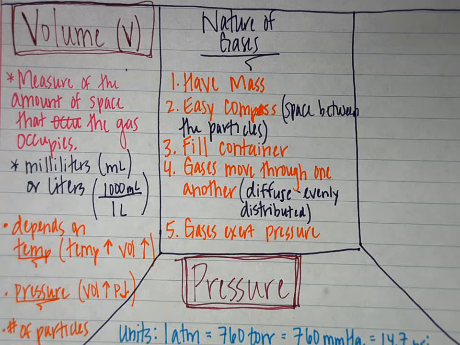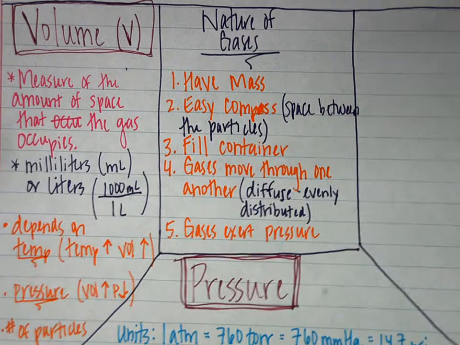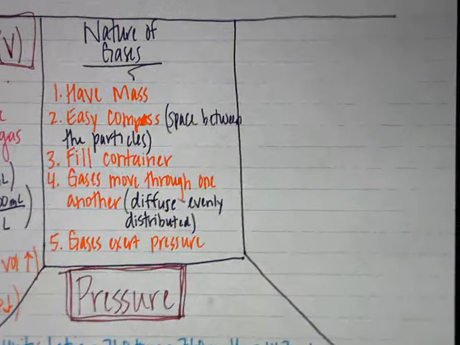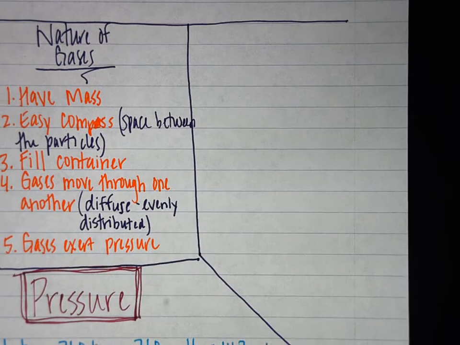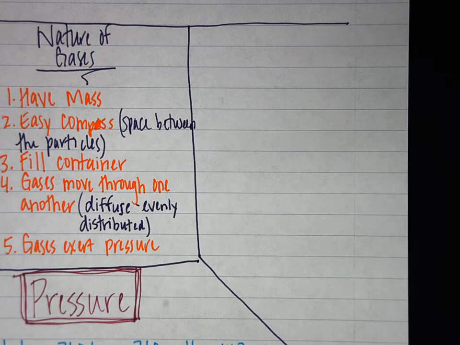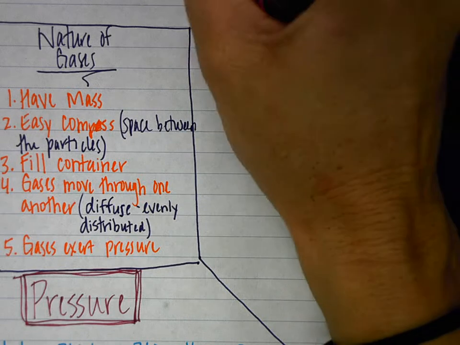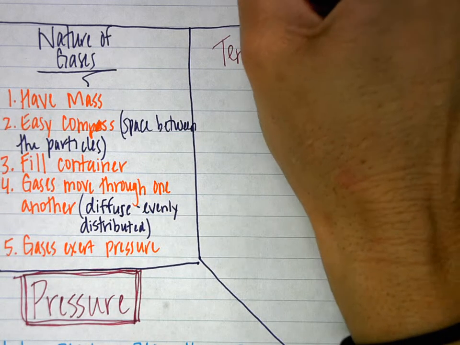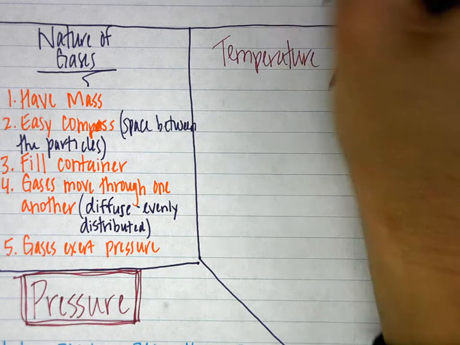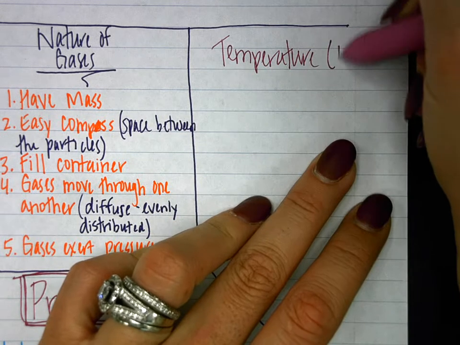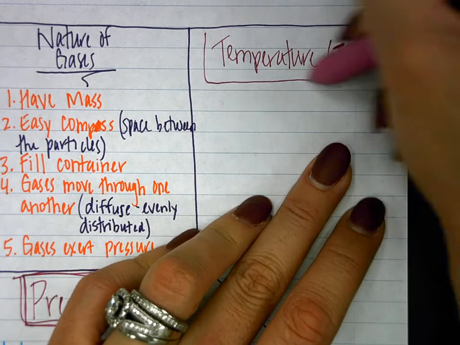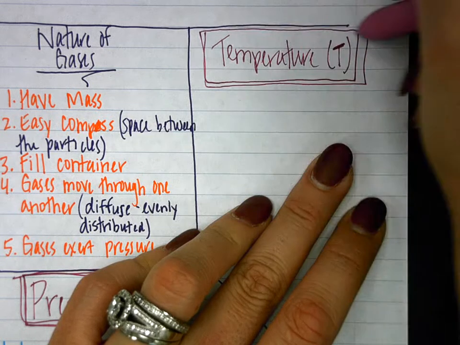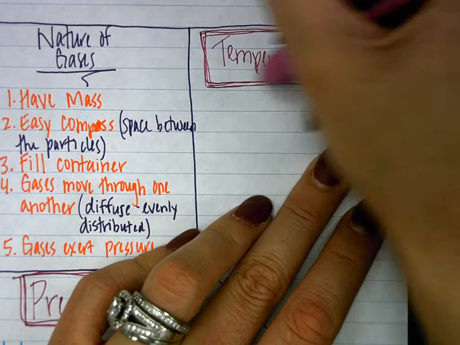All right, last one, and then we are done with this and we can practice some conversions, okay? And go to the right-hand side. And these will be up here if you need to, if you missed something, okay? Temperature, denoted by T. Okay.